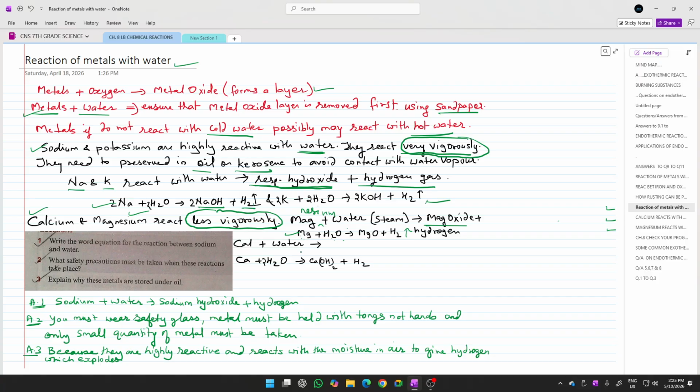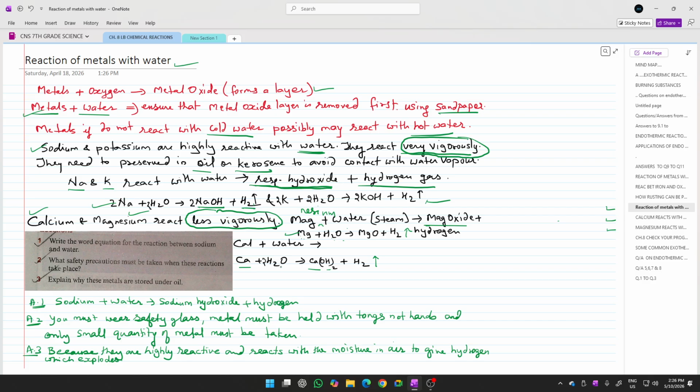In the same way, calcium with water can be written as Ca, the symbol of calcium, plus 2 molecules of water. Here you need 2 molecules of water, and you don't have to convert it into steam. Even cold water will react with calcium, with no need of heating it or converting it into steam. So ordinary cold water will do. It will give you calcium hydroxide plus hydrogen gas. So these are the reactions. For word reactions, if they ask you for magnesium and calcium with water, you have to write magnesium plus water gives magnesium oxide plus hydrogen gas.